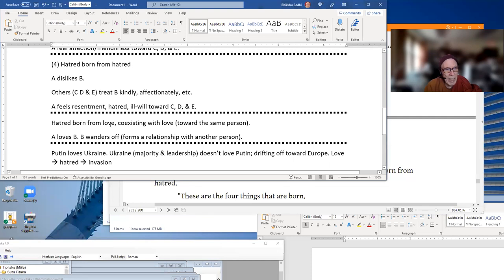Is there a way in which hatred can turn into love? Does hatred have the potential of turning into love? What do you think? Yes, Bhante. Can you elaborate?